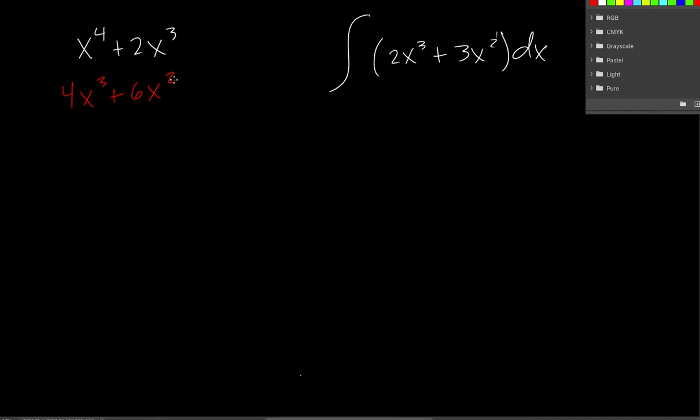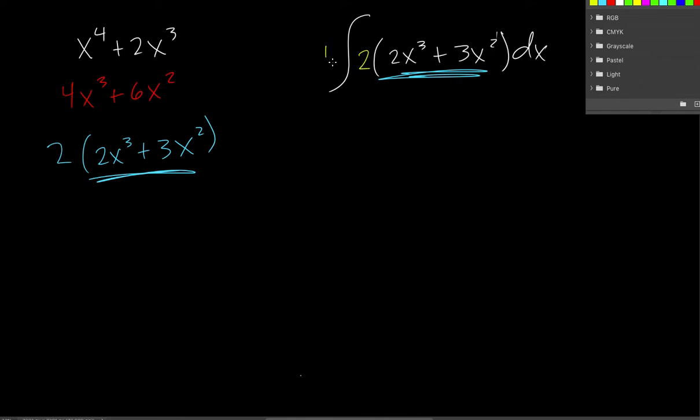Now, what they want you to do on this one is they want you to factor out a 2. So we get 2 times x cubed plus 3x squared. Now notice that this portion is the same thing as this. Okay. So if we want this to look like it, we can actually put a 2 in there, and we can cancel the 2 out by doing a 1/2 on the outside.